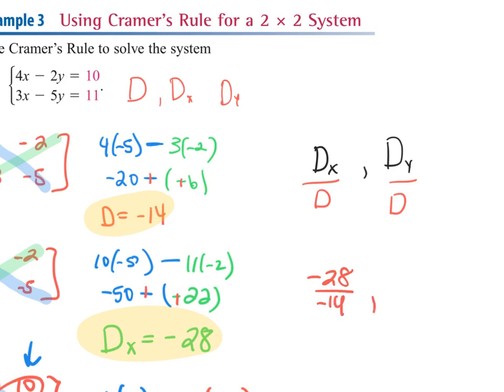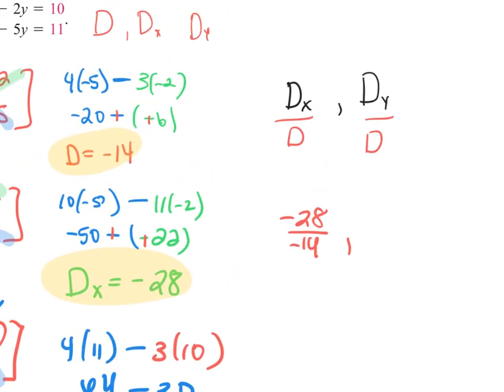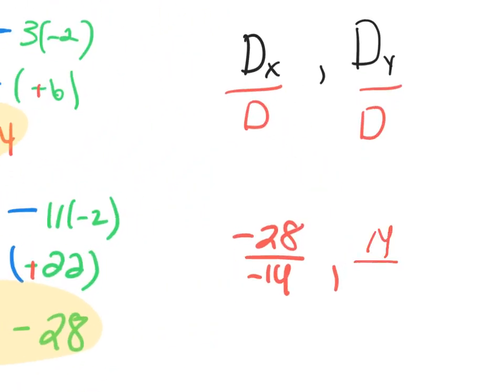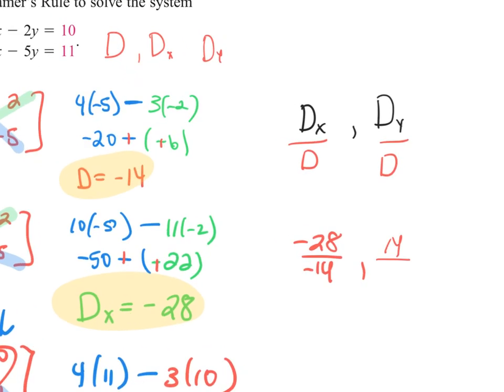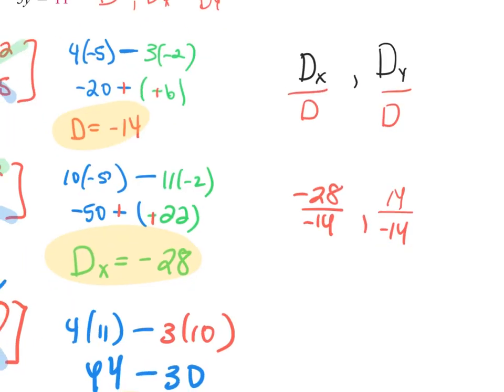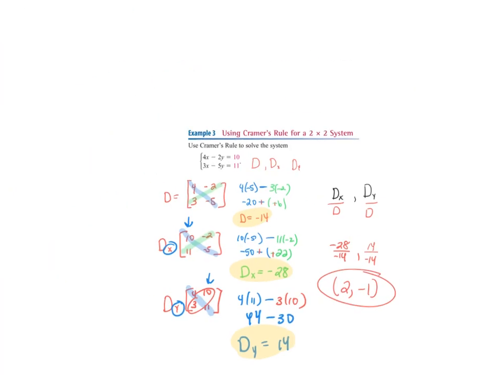What's d sub y? 14. Divided by what was the determinant that we found at the beginning? Negative 14. What's negative 28 divided by negative 14? 2. What's 14 divided by negative 14? There's the solution to your equations.